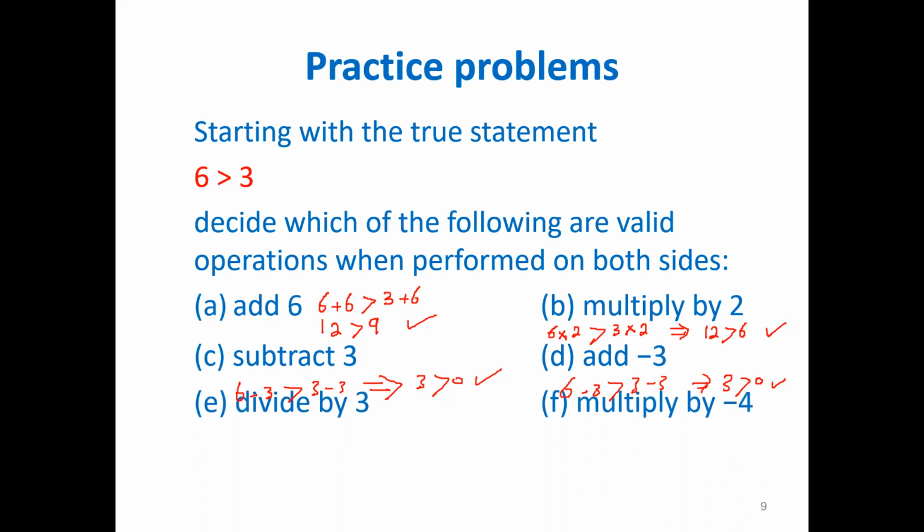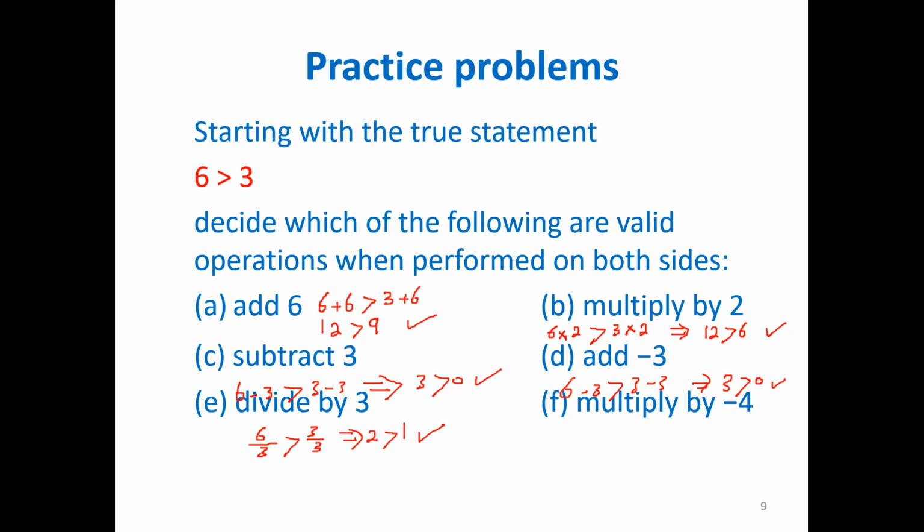Let's see if we divide by a positive number. So divide by a positive number also. So 6 divided by 3, and the right side will be 3 divided by 3. This gives us 2 greater than 1. Also, we have a true statement.